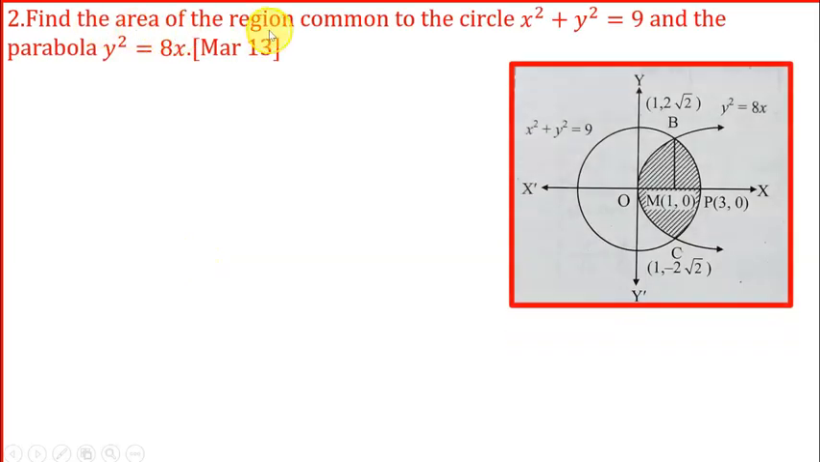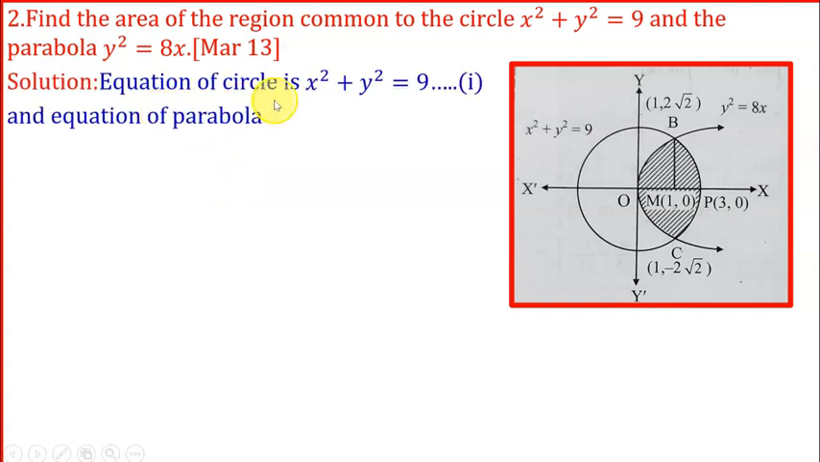Now next example. Find the area of the region common to the circle x square plus y square is equals to 9 and parabola y square is equals to 8x. This question was asked in the March 13 examination. You can see this here. This is the circle, a standard circle whose center is origin and radius is 3, and the next is the parabola y square is equals to 8x.